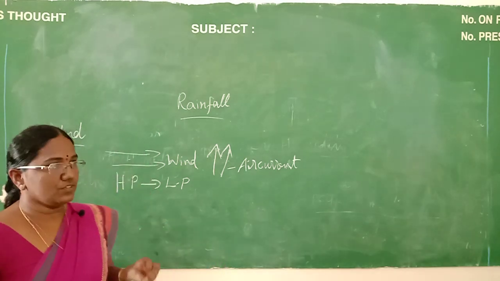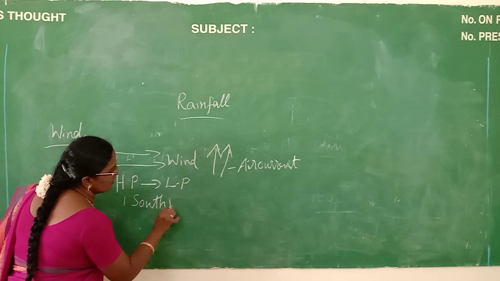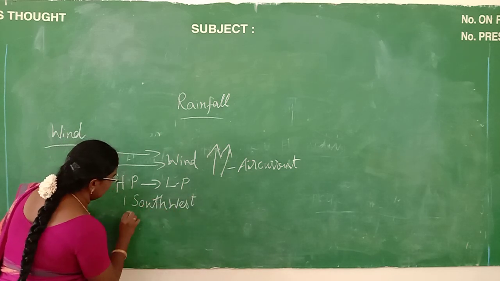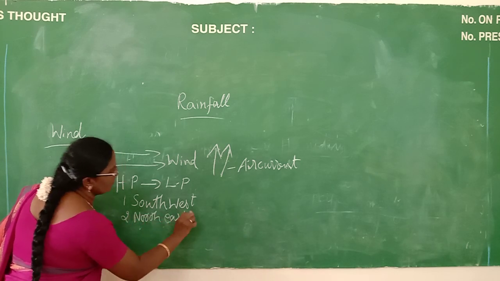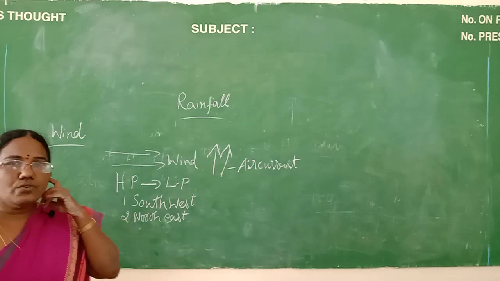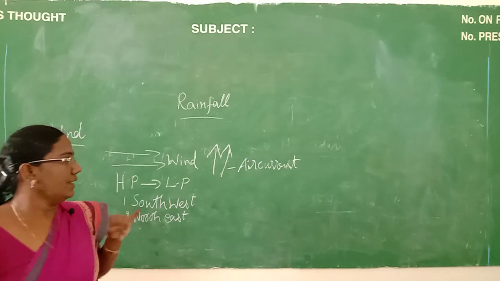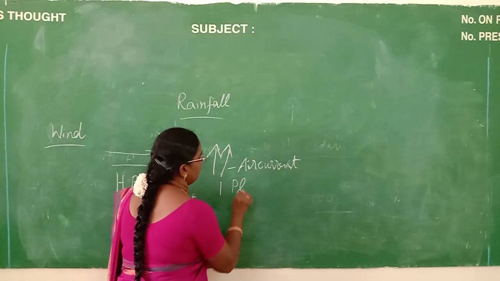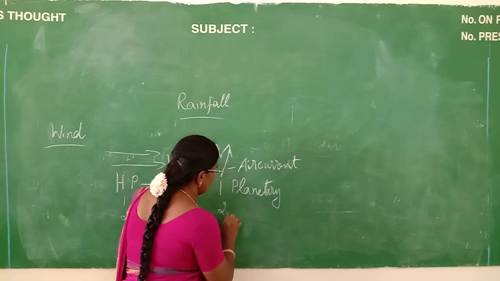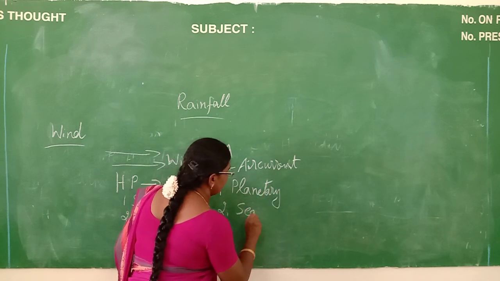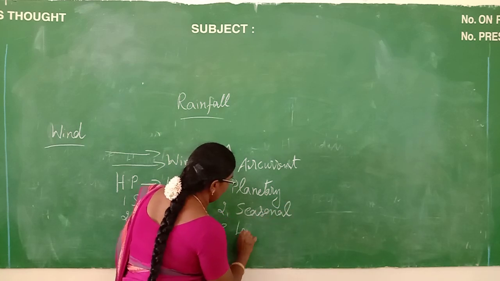For example, the southeast monsoon, southwest and northeast. The wind systems are classified into planetary wind, next seasonal wind, and third local wind.